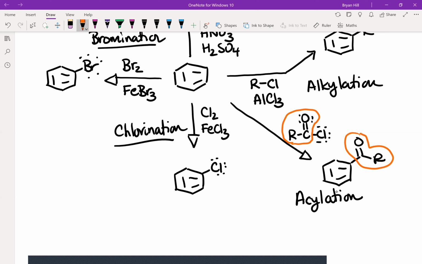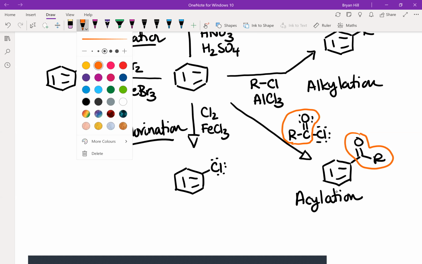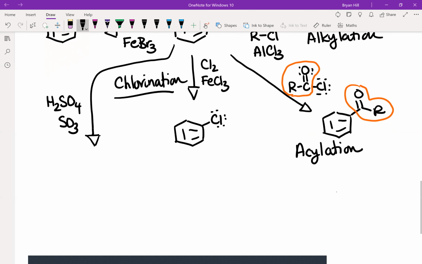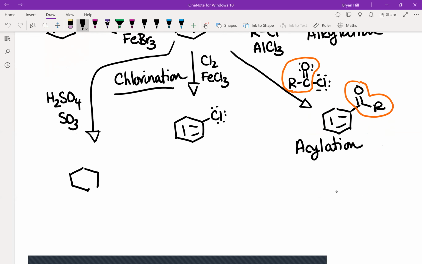Oh, I just remembered there's actually one more. So we've almost got our little web totally made out here. H2SO4, SO3, and this is a sulfonylation reaction. So we could make a sulfonic acid. So sulfonation.